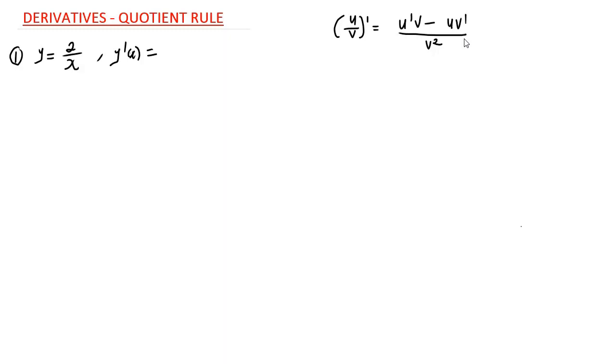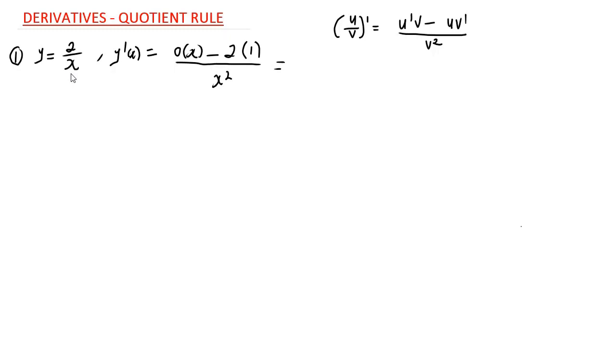Derivative of 2 is 0 because the derivative of a constant is 0. So this is 0, then multiplied by v, which is the bottom function. This is s. Then minus u. U is the top function. So this is 2. Then multiplied by v prime, which is the derivative of the bottom function. Derivative of s is 1. So this is going to give us 1. Then divided by v squared, which is the bottom function squared. So this is going to be s squared.